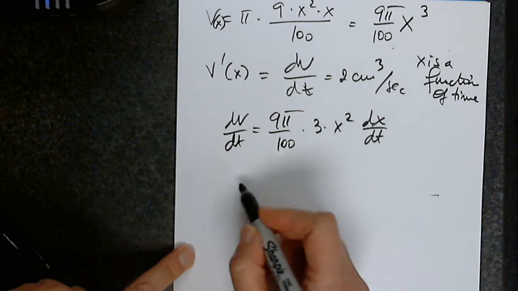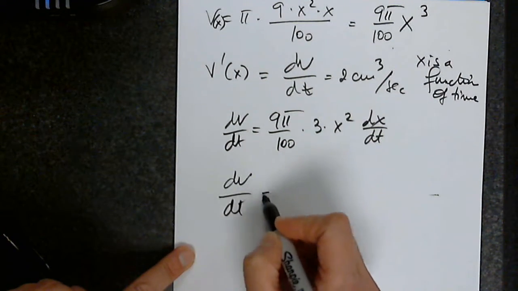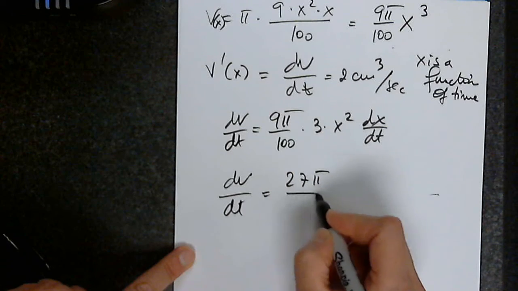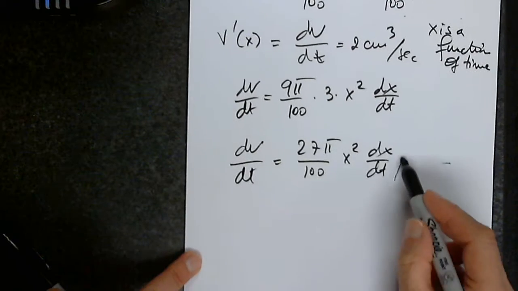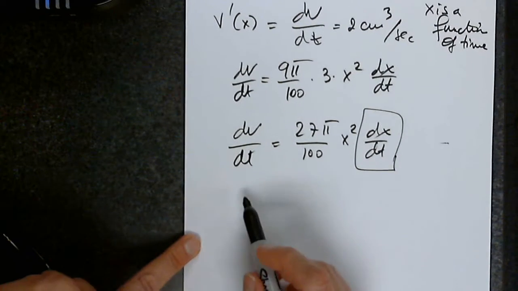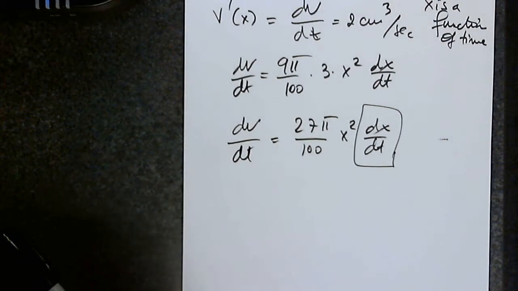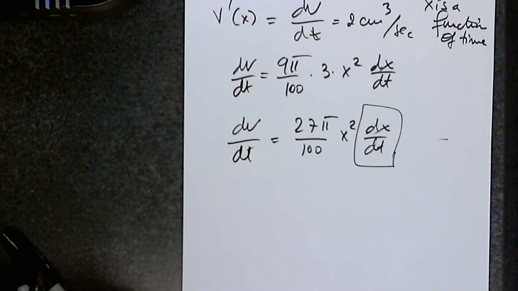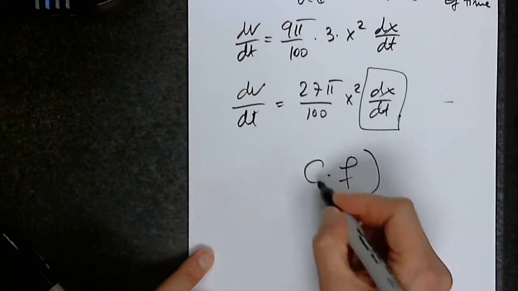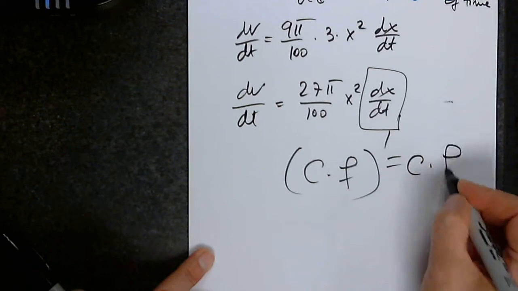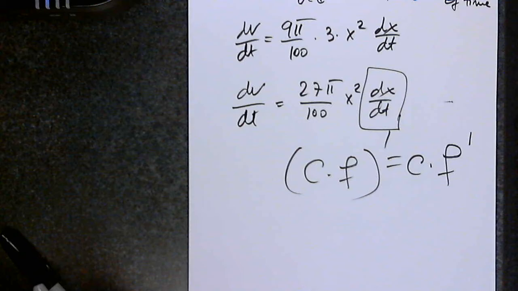Then from here I have dv over dt, which is 27 pi over 100 times x squared times dx over dt. I'm after this. So it's not 0? It's a product. When I differentiate a constant times a function, I get the constant times the function prime. C times f prime is C times f prime.